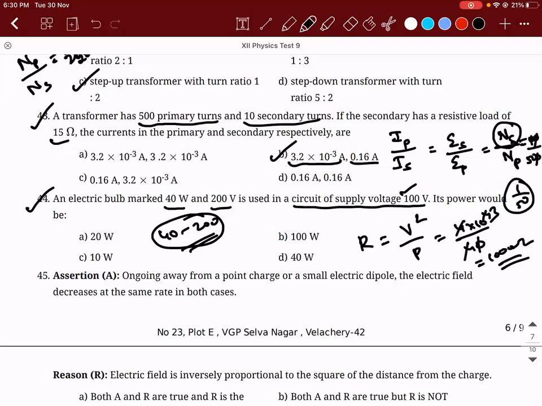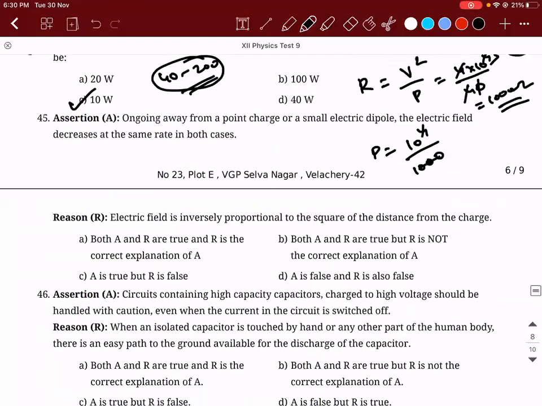Okay. So once you find the resistance, we can apply P is equal to V square divided by R. V square is 10 power 4 divided by R is 1000. Cancel it. 10. Answer is 10 watt. Okay.